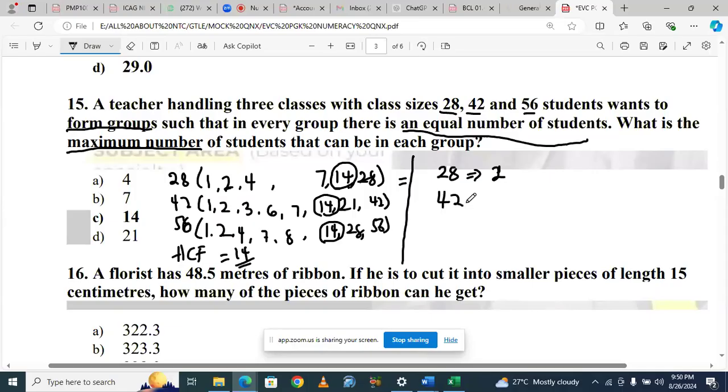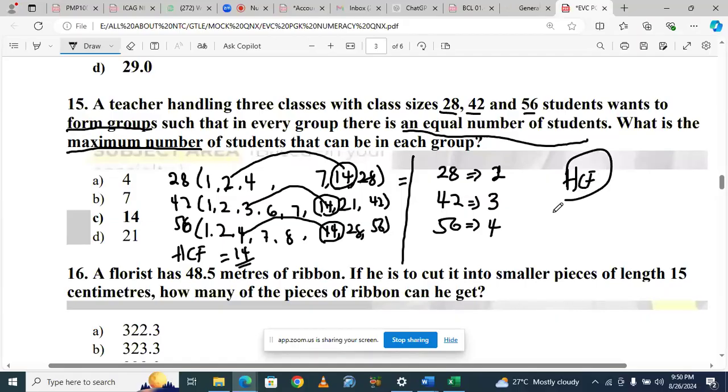Now, in a class where there are 42, how many groups can we get? 3. In a class where there are 56, how many groups can we get? 4. And simply here it is the 14 times the 2. Here it is the 14 times the 3. It's the 14 times what? The 4. So the question can be asked in so many ways. In some instances, they may want you to find only the highest common factor. In other instances too, they want you to find the corresponding factor.